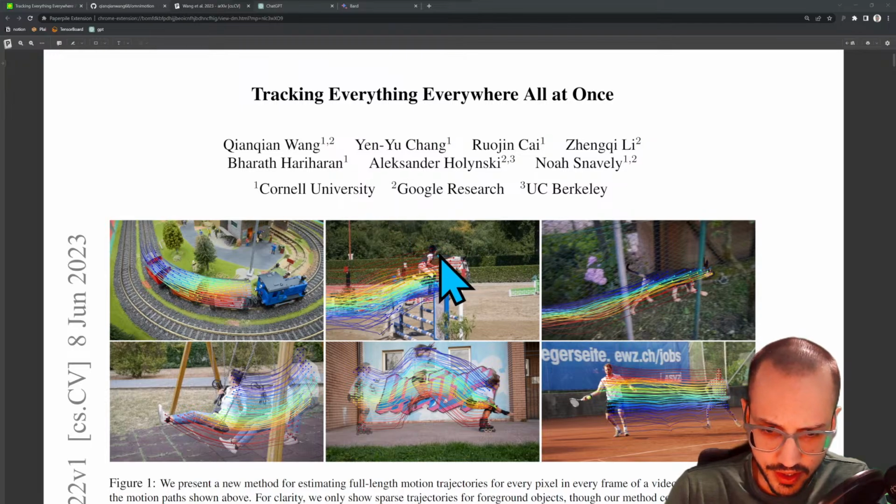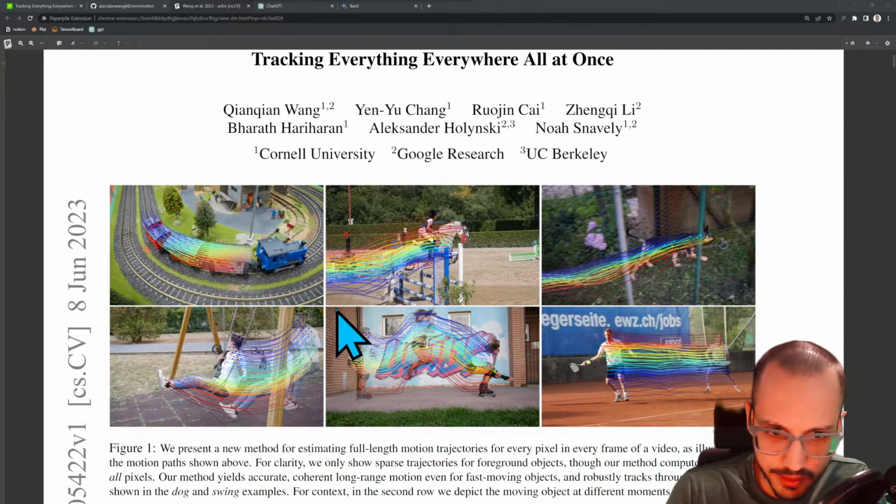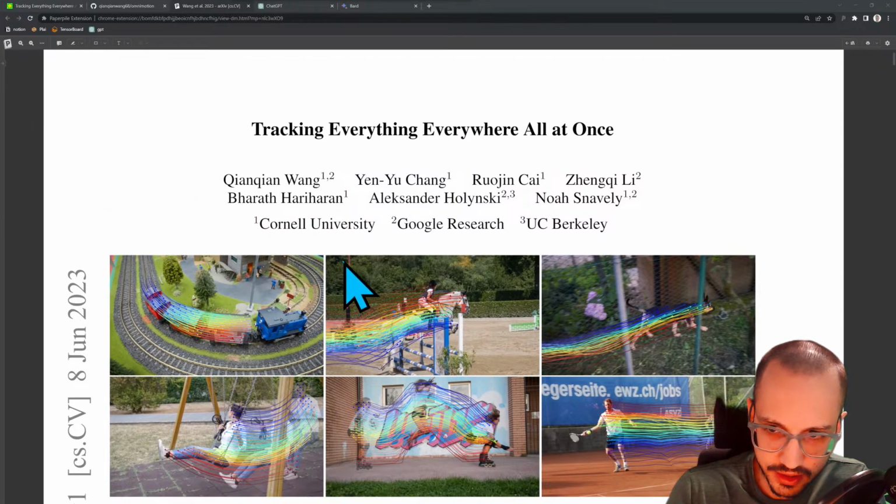We're going to be starting off the week with a paper on tracking. This is a motion tracking paper written by Cornell, Google Research, and UC Berkeley.